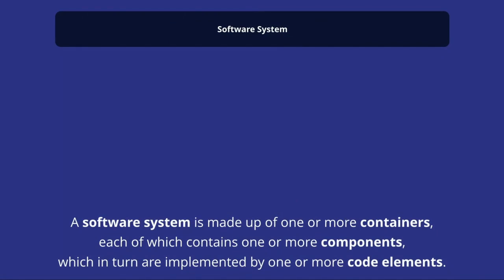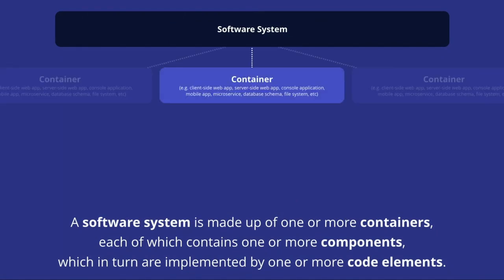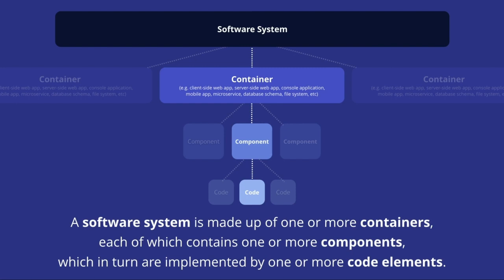So when I'm thinking about a software system, it is made up of a number of containers, web apps and data stores, not Docker, sorry. Containers contain components. Components are built from code. That's essentially the set of hierarchical abstractions that I use to think about and describe my software.